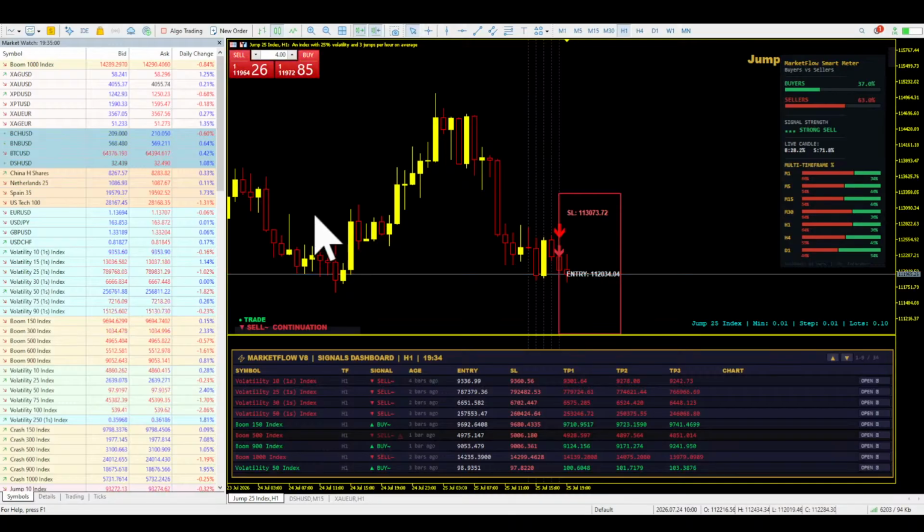So Jump 25 index, you guys can see that it's a minimum lot size of 0.01. This one might be a bit heavy. I've traded this a few times, guys. So here you need to treat this like gold. Let me see if my memory serves me correctly. So I'm gonna go in with a 0.5. This is a sell trade, guys.